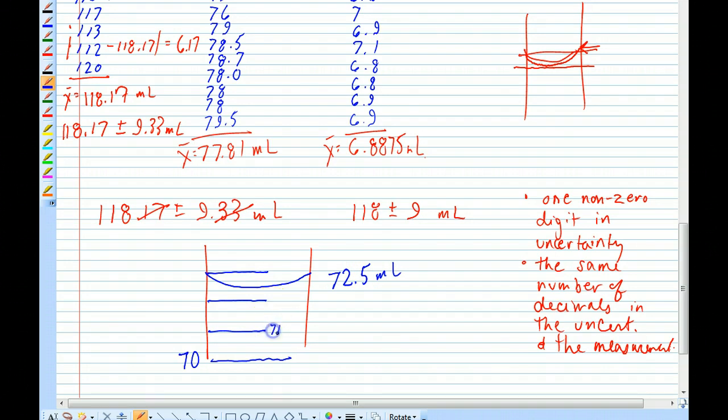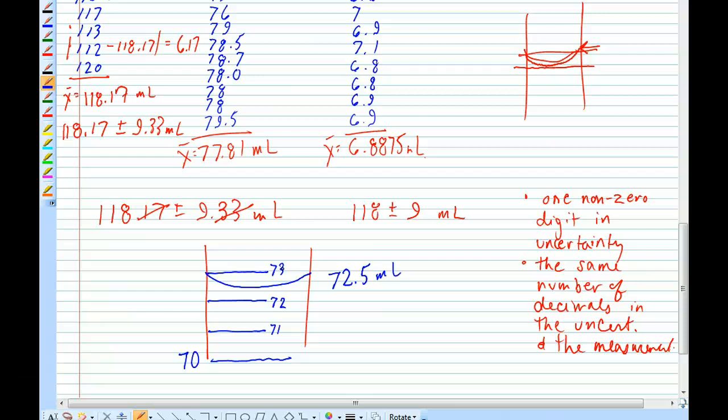This is 71, this is 72, this is 73. I know where the lines are, I can see them, right? I can tell if I'm above or below the line. But between the lines, that's an estimate. Me saying that's 0.5, somebody else might say, oh, I think that's 0.4. In other words, it's a judgment call. In every single measurement, there is always a judgment element when you're estimating between the lines.